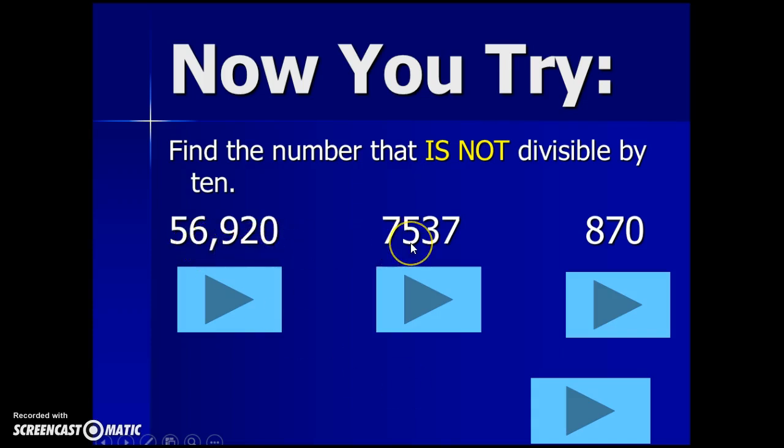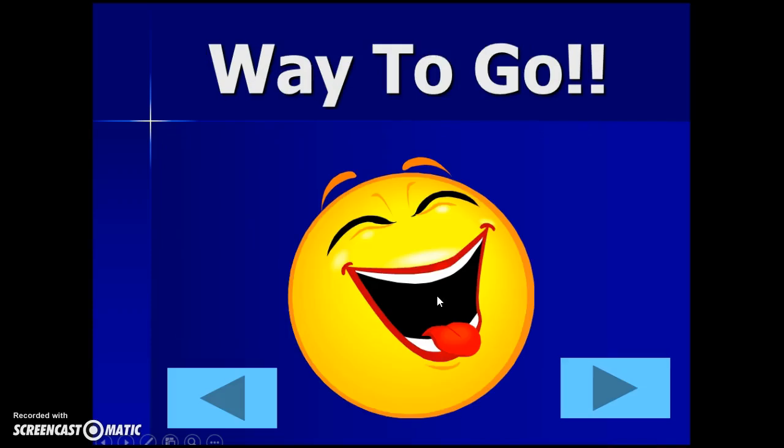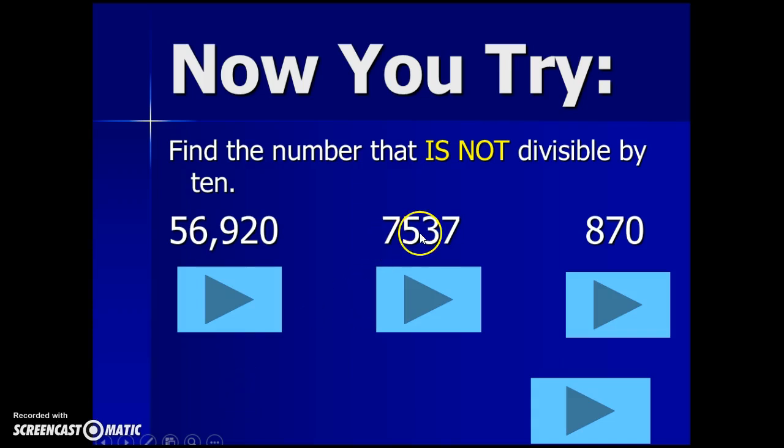56,920, 7,537, or 870. Hit the pause button and then play to check your answer. The correct answer is 7,537. Way to go. The reason it was 7,537 is because it does not end in 0. And that's the only way it could be divisible by 10, if it ends with a 0.